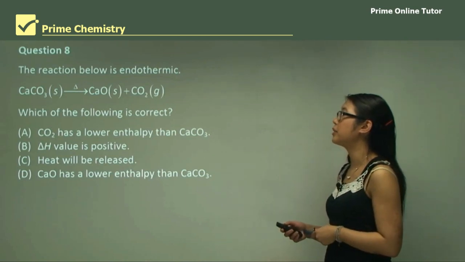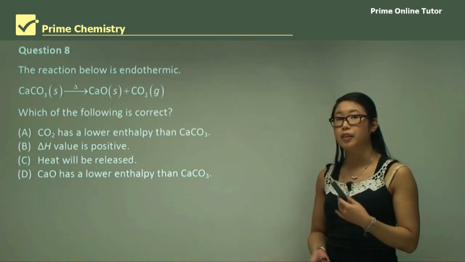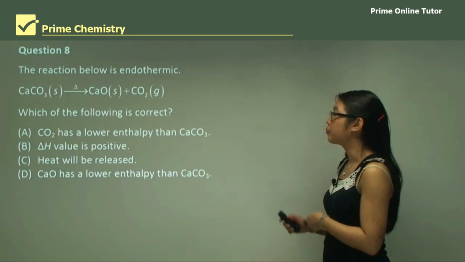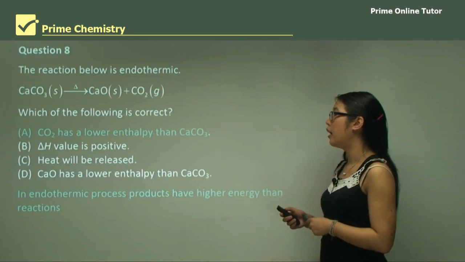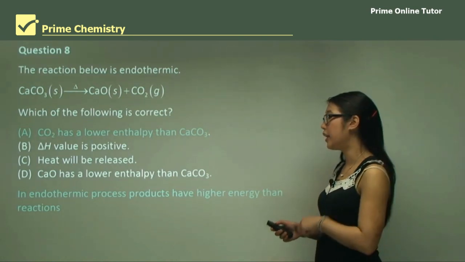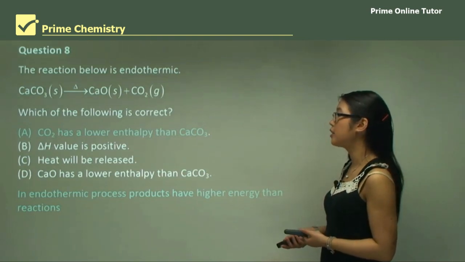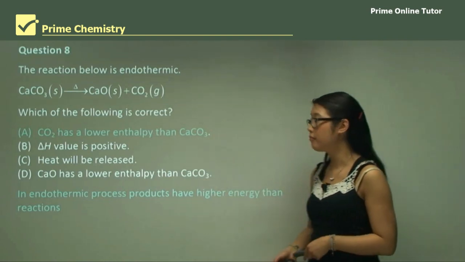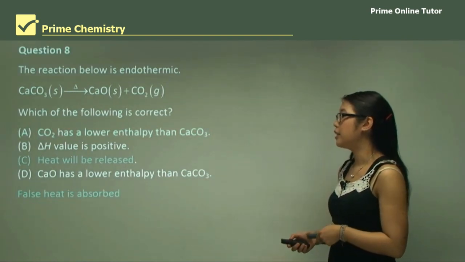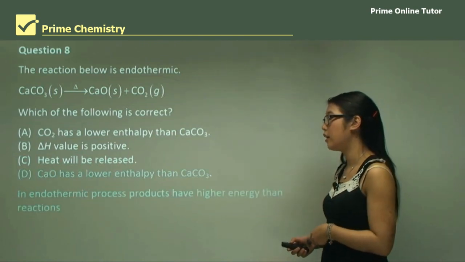Question 8, the reaction below is endothermic. So remember that's pulling in energy and therefore it's feeling cold. Which of the following is correct? CO2 has a lower enthalpy than calcium carbonate. In an endothermic process, the products have higher energy than the reactants, so the CO2 here should be higher, not lower. So it's not this one. Heat is released, it's not. It's being absorbed in endothermic reactions, so it's not C.